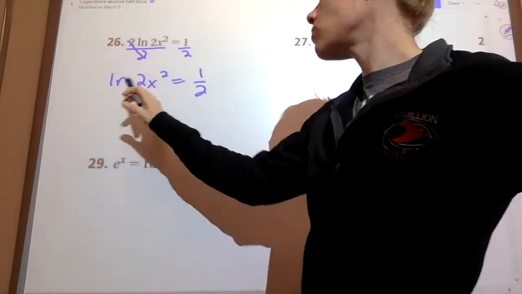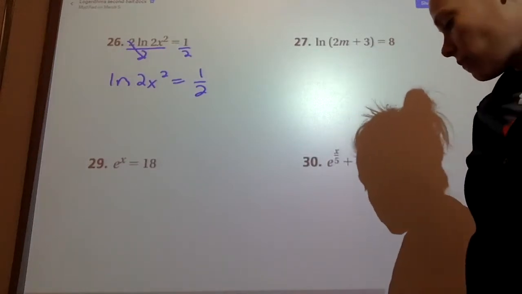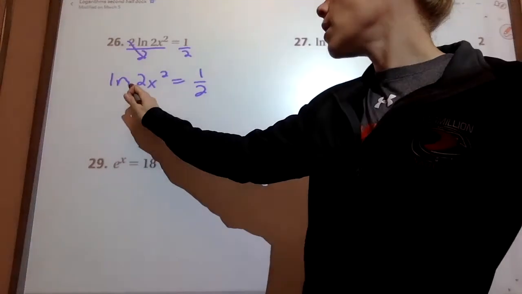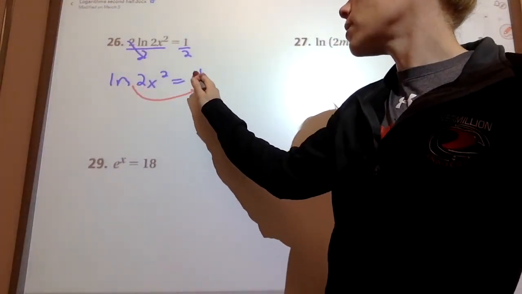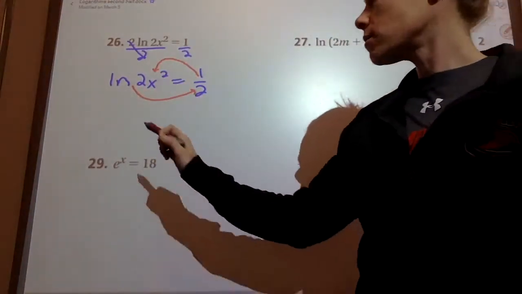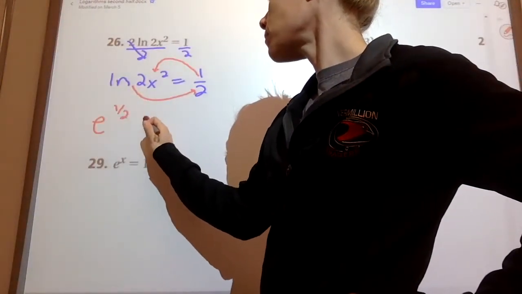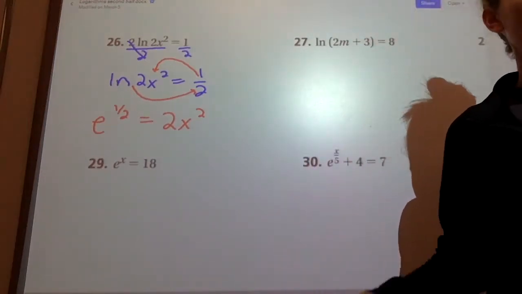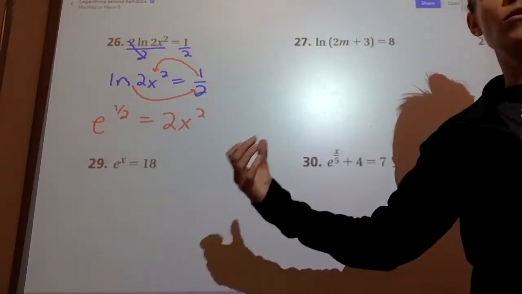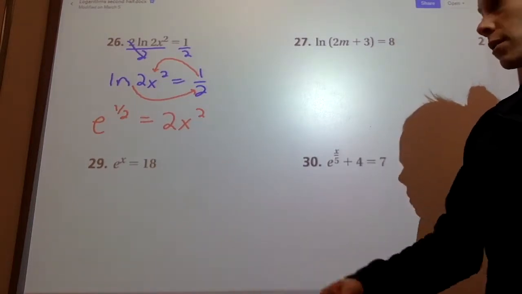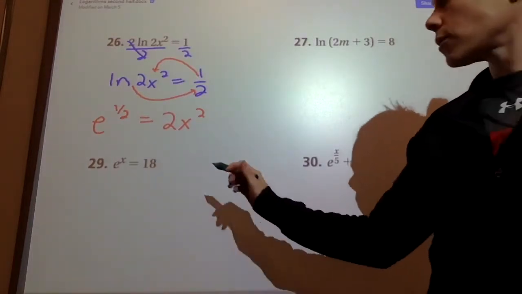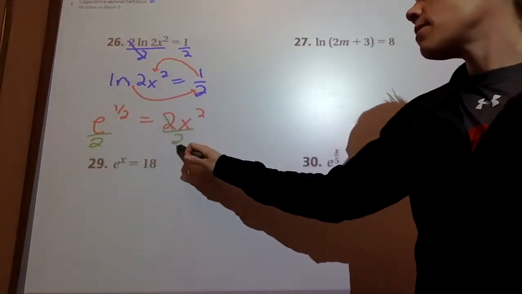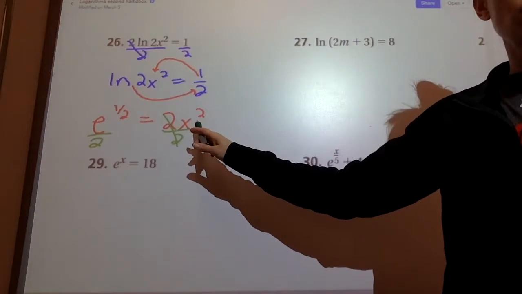Now that I have it into a log, it's isolated, I can convert that to exponential form. So remember natural log, there's a base e there. e to the 1/2 power equals 2x squared. Now, if I'm going to solve for x, what order of operations undoing am I going to do? I got to divide by 2 first. Very good. Divide by 2 first, then what? I divide by 2, and then I'm going to end up square rooting.